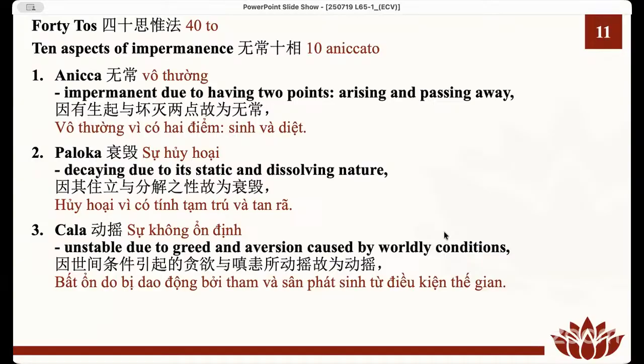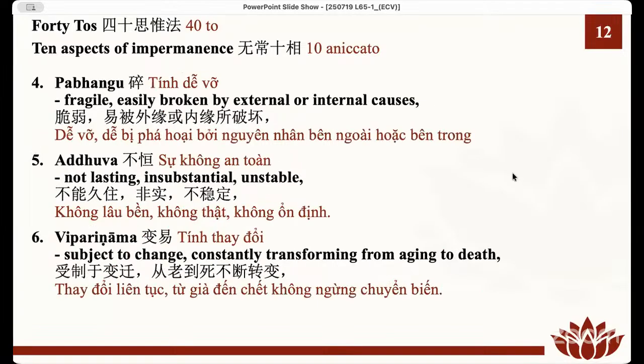Companions or anybody characterized by bodily condition. Similarly, happiness and suffering, they are bodily conditions. So these bodily conditions make us unstable. Also, they can be the cause of greed and aversion. We can also say lobha and dosa. They are called chala, unstable. Now the next is Papangu, fragile, easily broken by external or internal causes.